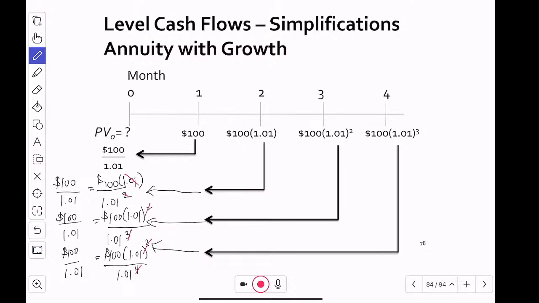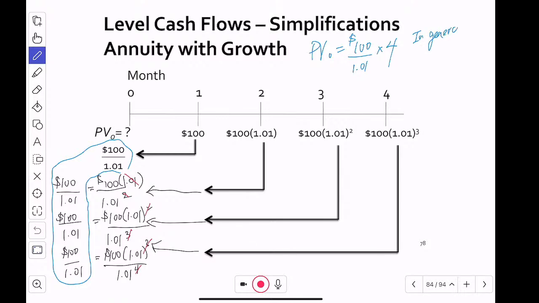So you see, you have the same result. So you found a pattern. The growth is canceling with the erosion factor of interest. So all you have in the end is that the present value of this problem is going to be 100 discounted 1 period, because the first cash flow is 1 period from today, and you multiply it by how many payments there are.